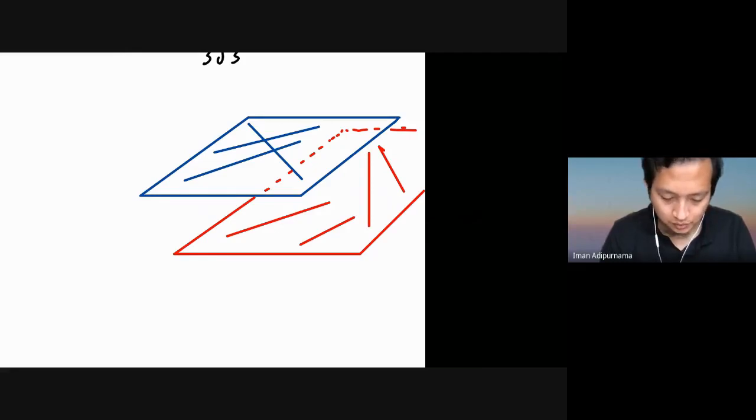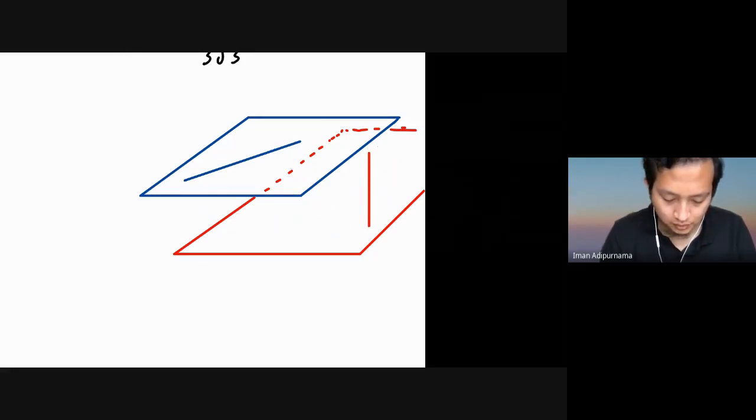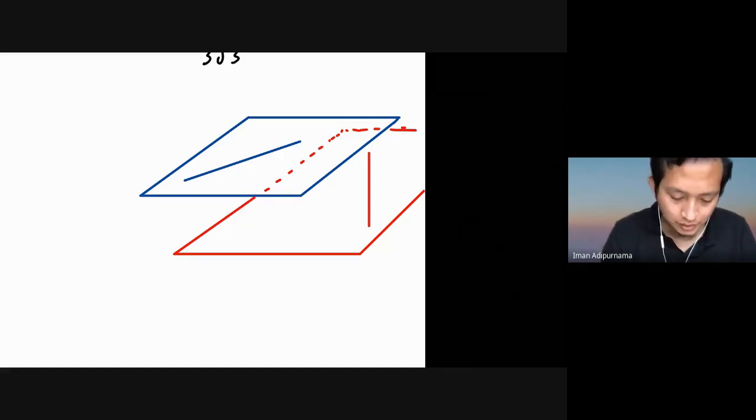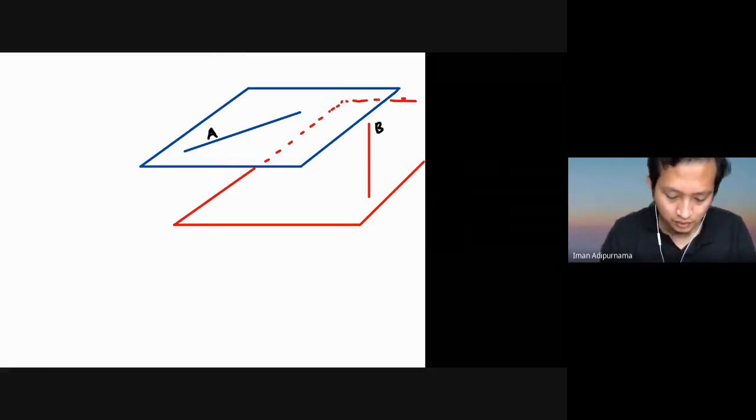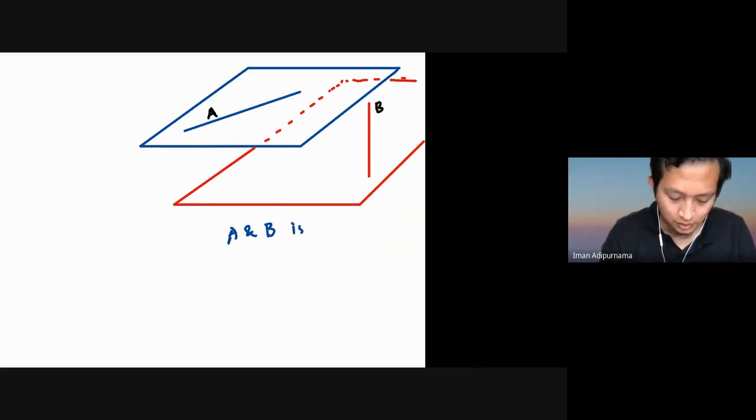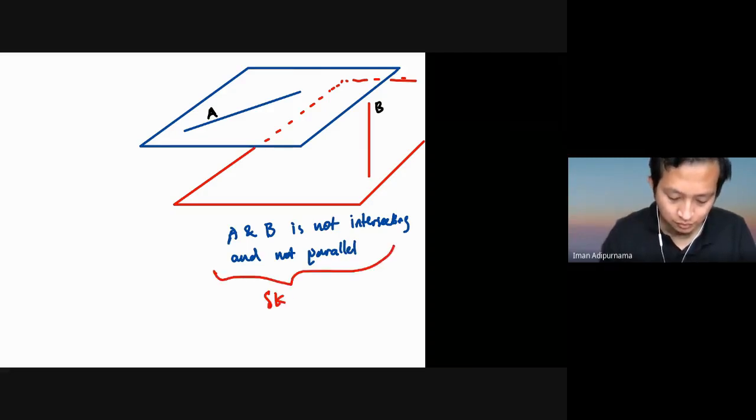To make it easy, if I have this plane with line A and line B like here, then A and B are not intersecting, and in this case they are not parallel. We call these skew lines.